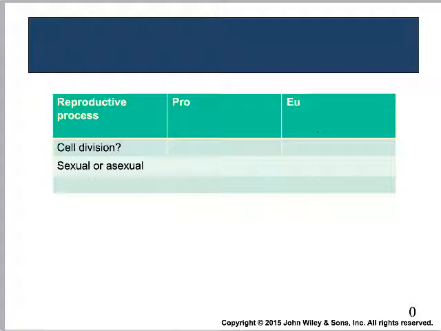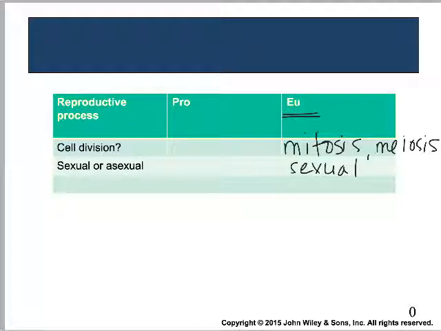Now, how do they reproduce? Remember learning how eukaryotes reproduce, right? They go through mitosis and meiosis. It can be sexual reproduction, but some things have asexual reproduction. If you think about a plant, you take a leaf or a stem and clone it. That's an example of asexual reproduction in eukaryotes.